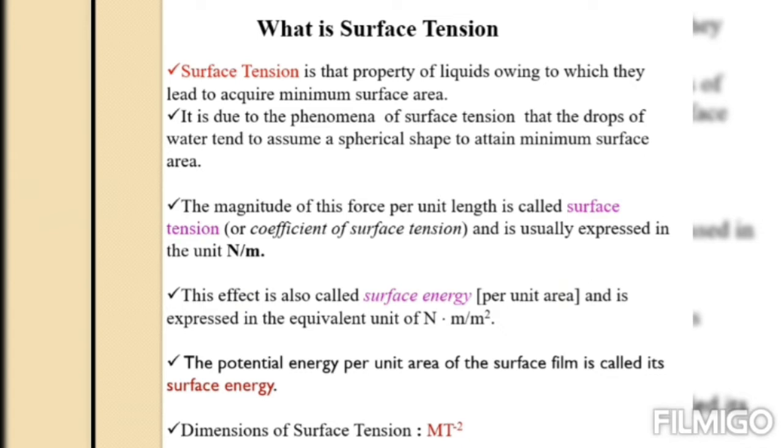The magnitude of this force per unit length is called surface tension. It is usually expressed in the unit Newton per meter. This effect is called surface energy. The surface energy is the potential energy per unit area of the surface film. So the unit of surface energy is Newton meter per meter squared. The dimensions of surface tension are M T to the power minus 2.